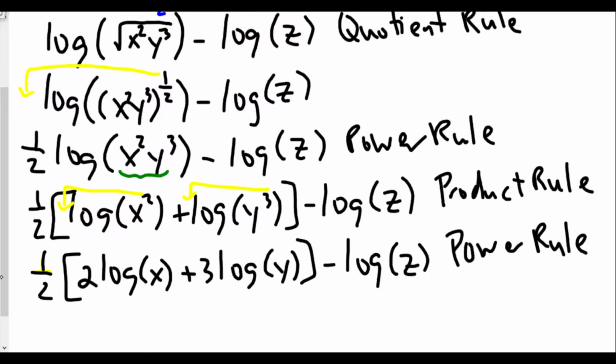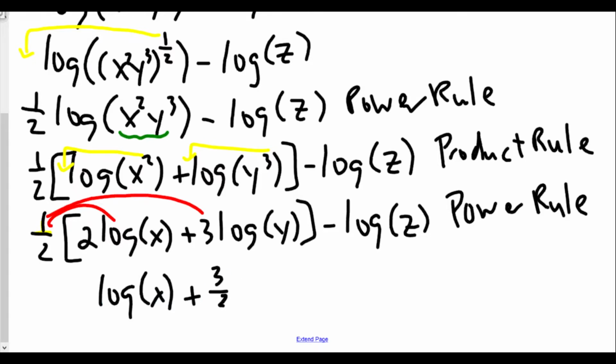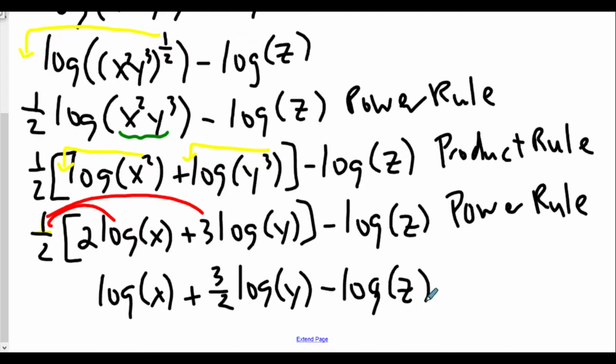And at this point, what we can do is distribute the 1/2. So 1/2 times 2 log x, and then 1/2 times 3 log y. In this case, 1/2 times 2 is 1, so we get log x plus 3/2 log y minus log z. Each of these are simple logs with nothing inside, just one term. This is your final answer.